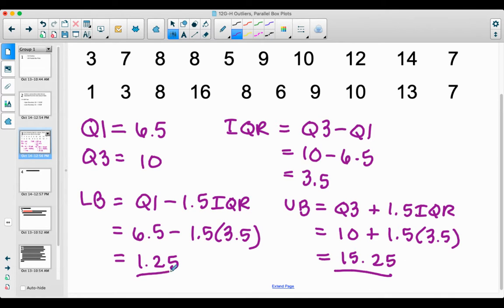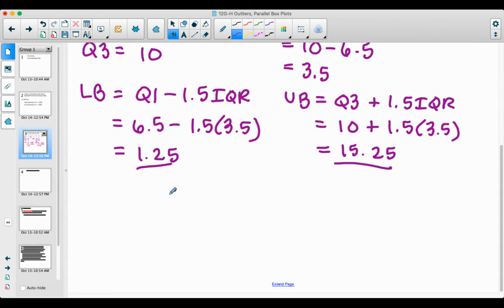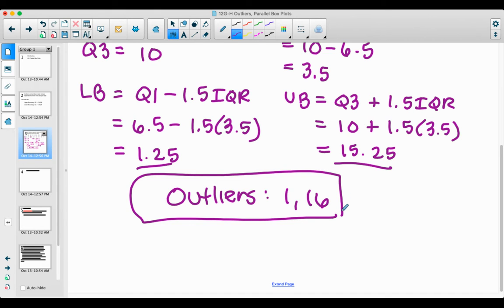So these are our boundaries, and that means that anything lower than 1.25 or higher than 15.25 is going to be considered an outlier. So when we look at our data, we have to look and see if any of that happens. And so notice we have a 1, and 1 is lower than 1.25, so that's an outlier. And 16 is bigger than 15.25, so that also is an outlier. So our outliers in this problem, we would say, are 1 and 16, and that would be our answer for this problem. And so that is how you use your 1.5 IQR test.